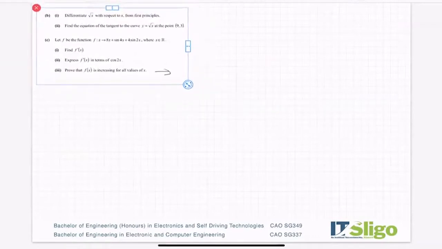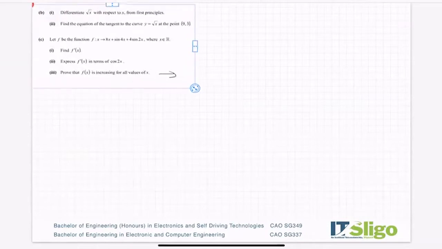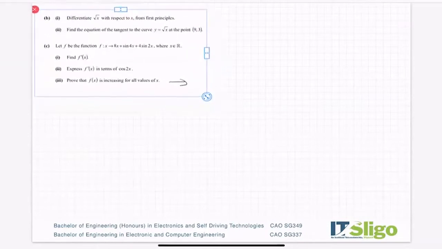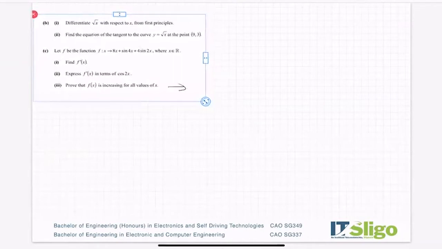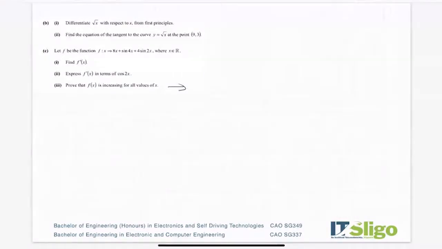Okay. Differentiate root x with respect to x from first principles. So this was the hardest first principles question that I have seen being asked in Leaving Cert. So it hasn't been asked as part of project maths yet. Doesn't mean it can't be.